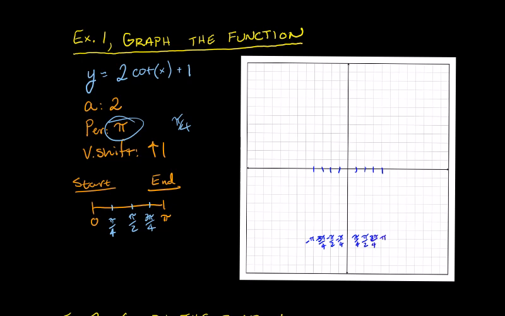The next thing I encourage people to do is draw in the midline. So it's been shifted up 1. That's our midline. Okay. And then also remember tangent and cotangent both begin and end at vertical asymptotes. So 0 is my vertical asymptote. Pi is my vertical asymptote.